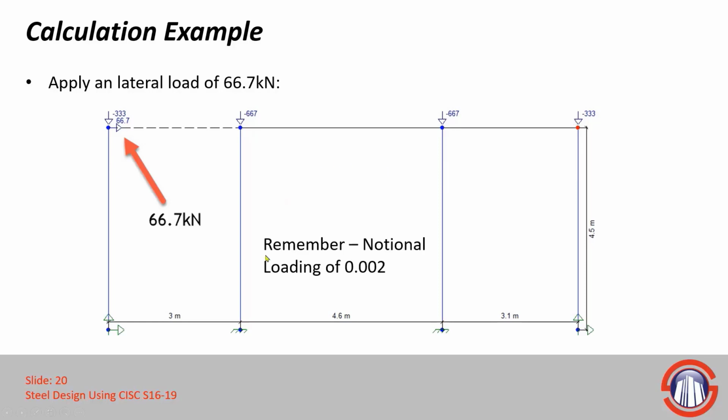And keep in mind as well that we are applying a notional load to that load combination where we're combining the lateral and axial loads. We're applying a notional load of 0.002. So again, what that means is that if we tally up all of these axial loads, which equals 2,000 kilonewtons, we'd multiply that by 0.002, and that would be contributing to the lateral loading.